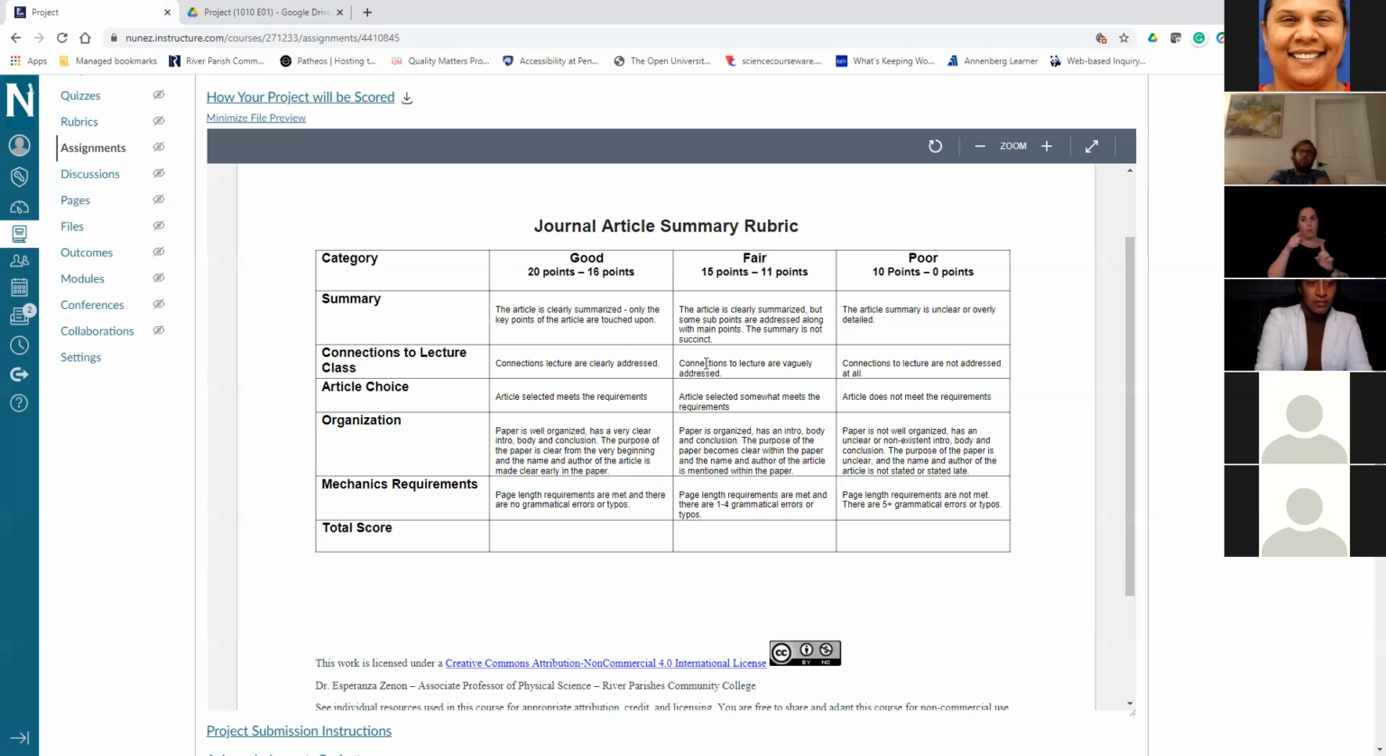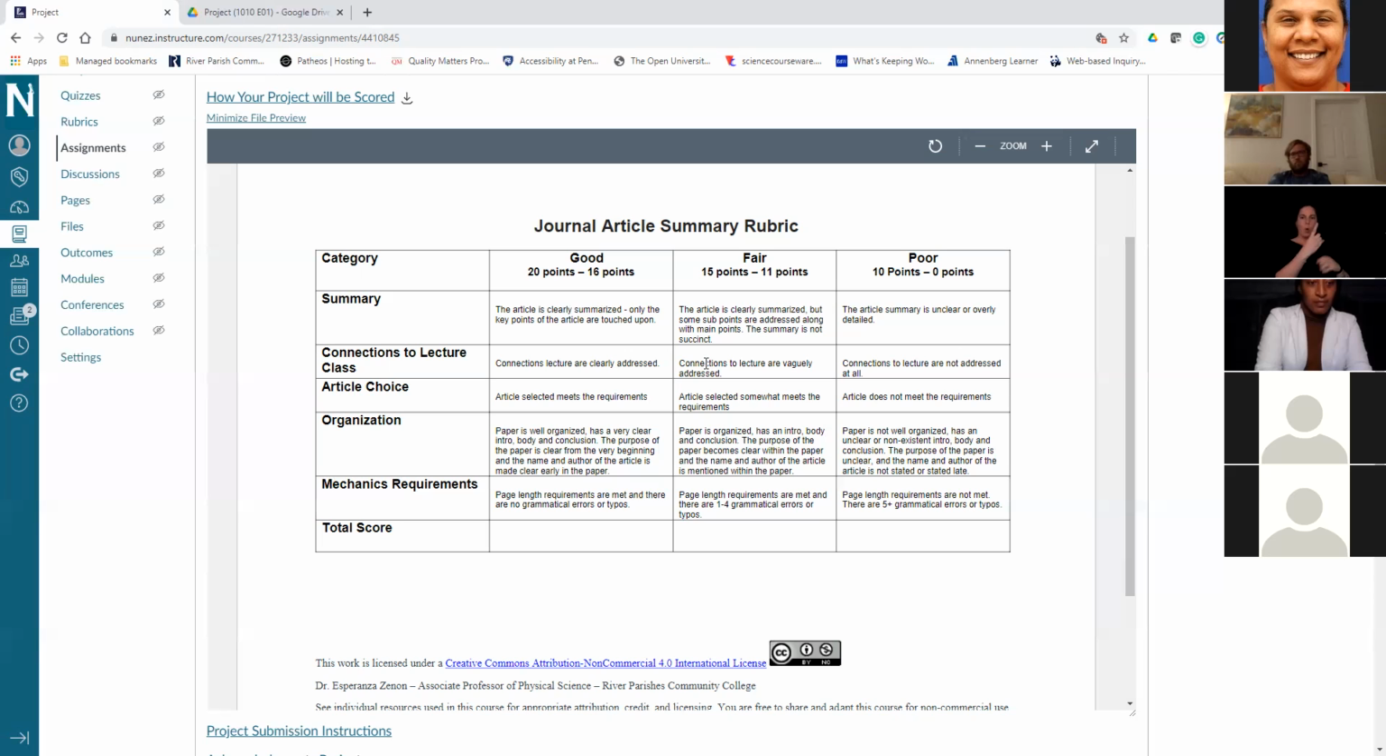Students ask me sometimes regarding organization, do you want us to have just a paragraph on connections, or do we put connections throughout our summary? Either way is fine, as long as you establish connections and everything flows smoothly, right? Under organization, I tell students, tell me the story of your article and how it connects to our class. Okay.